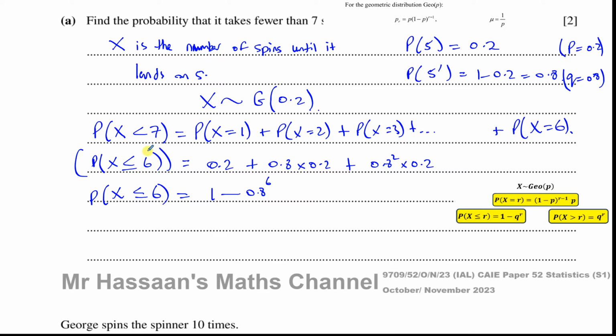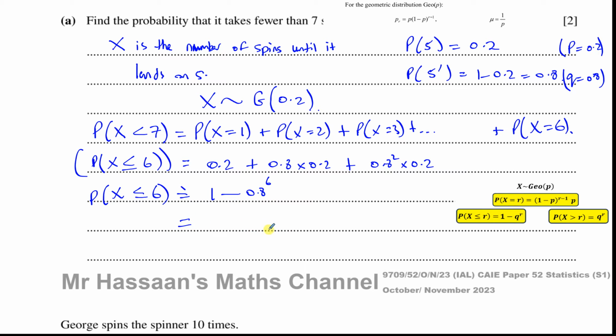So first of all, you've got to understand when it says the probability of x is less than 7, we can say less than or equal to 6 because they're discrete random variables. So between 7 and 6 is nothing. It's just 6 or 7 or 8 and so on. That's one thing, and that's what we have to understand here.